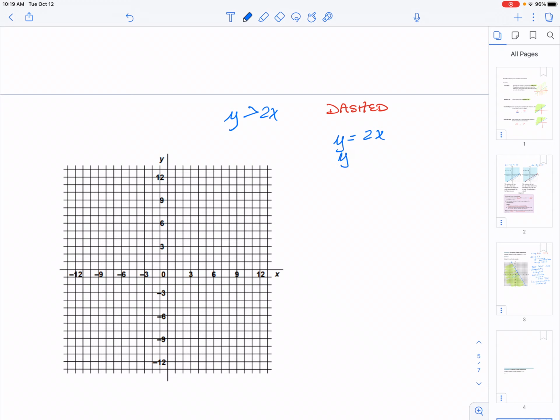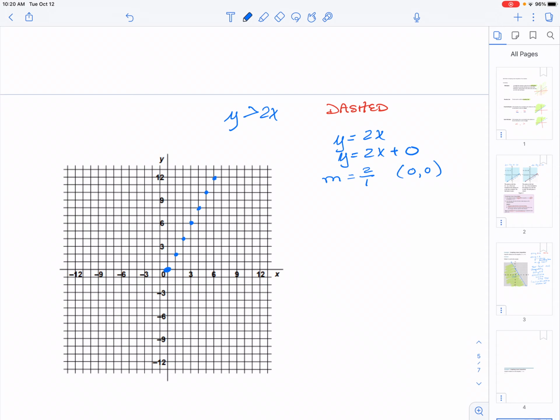And I'm going to go ahead and put it into slope-intercept form. I can stick a 0 plus 0 out there, and I can now tell you that the y-intercept is (0, 0) and the slope is 2 over 1. So let me go over here and plot (0, 0), and then I'm going to count up 2, over 1, up 2, over 1, and so forth until I get a series of points.